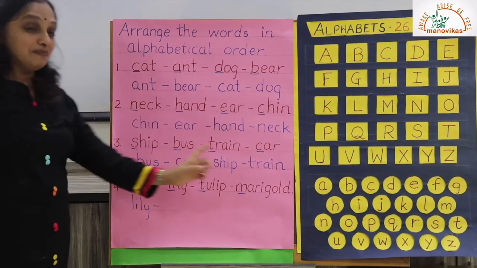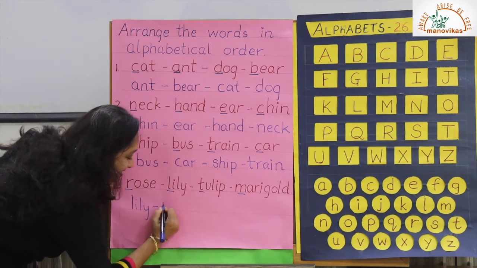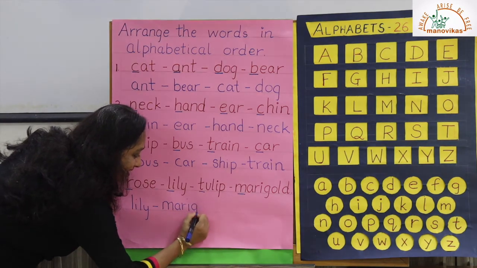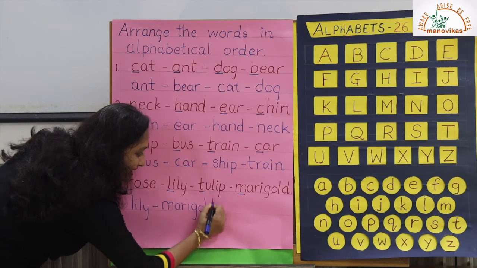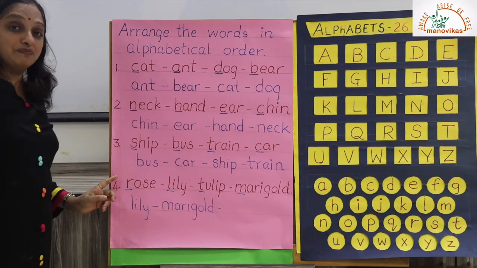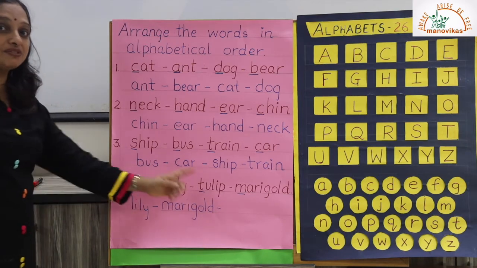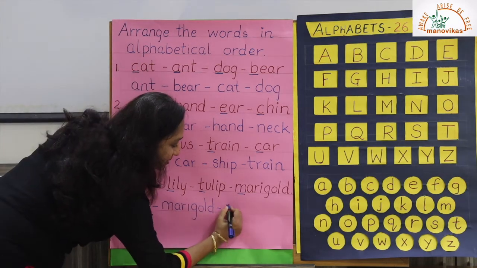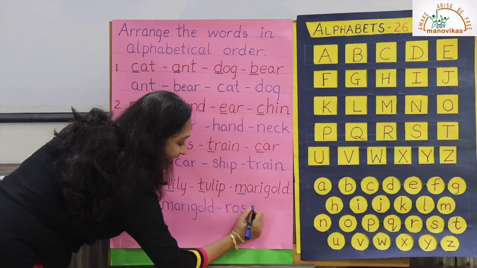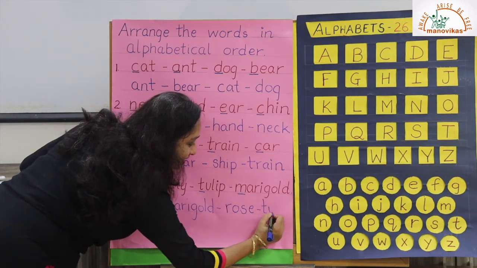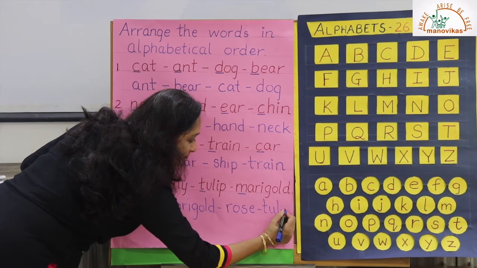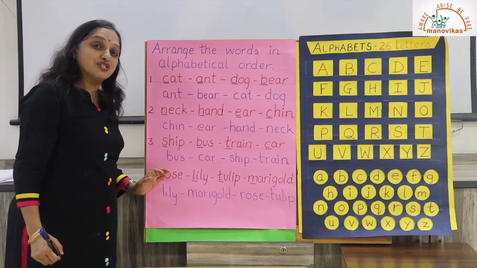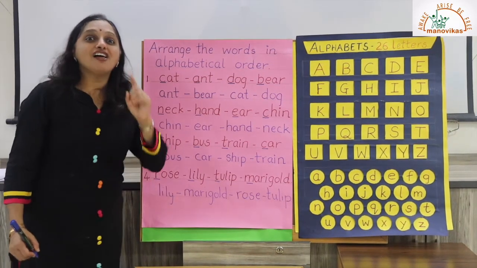Then after L comes M. Marigold. Then comes R. R and T. Which letter comes first? R or T? Yes, it's R. So, rose. Then, tulip. So now we have put all these words in alphabetical order.